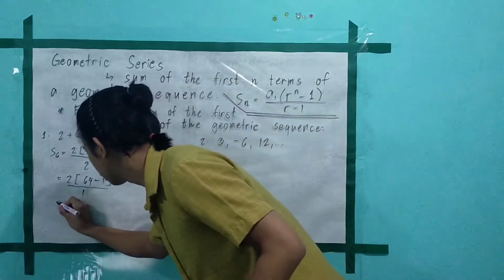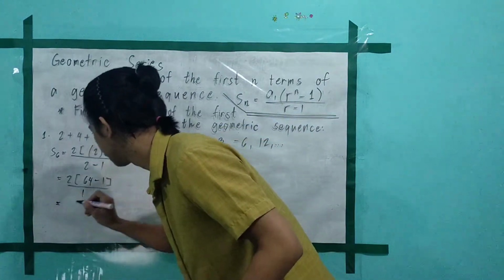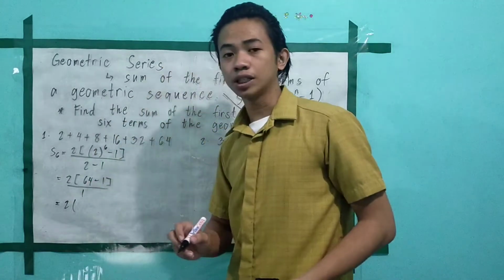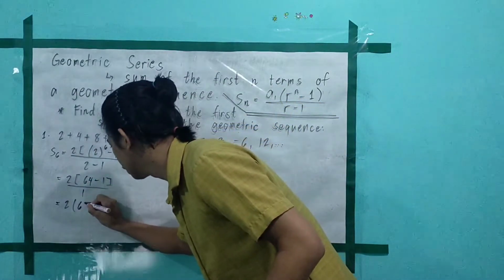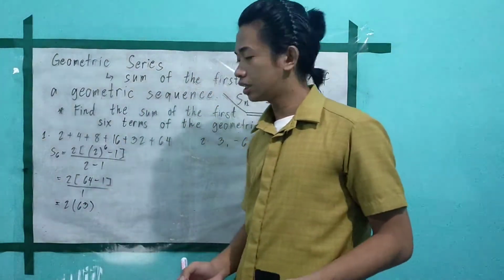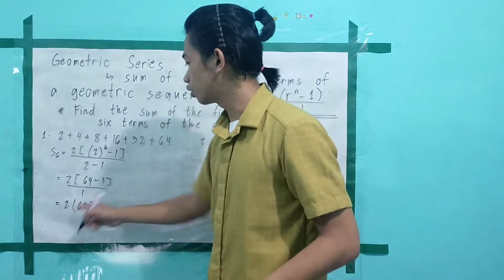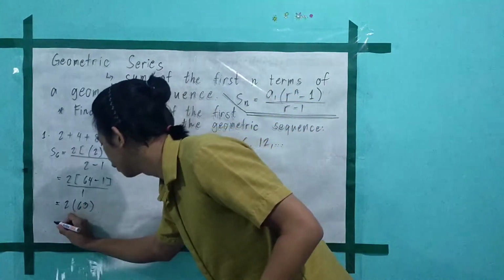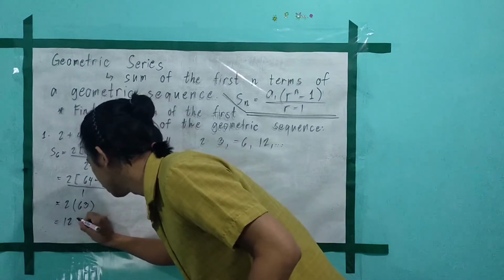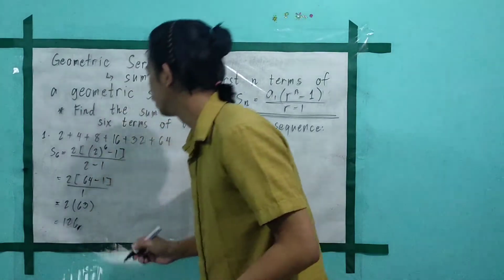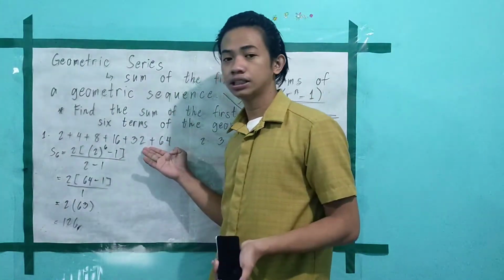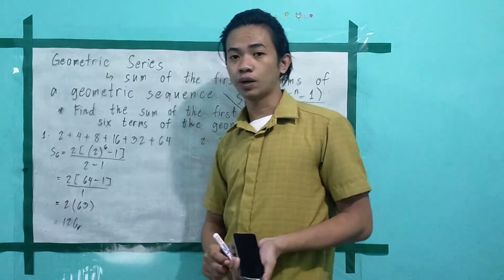Okay? Is equal now to 2 multiplied by 64 minus 1. We have 63. Yan. Hindi na natin lalagay yung 1 since denominator na naman ay 1. So 2 times 63, we have 126. Therefore, our series in this given sequence is 126.